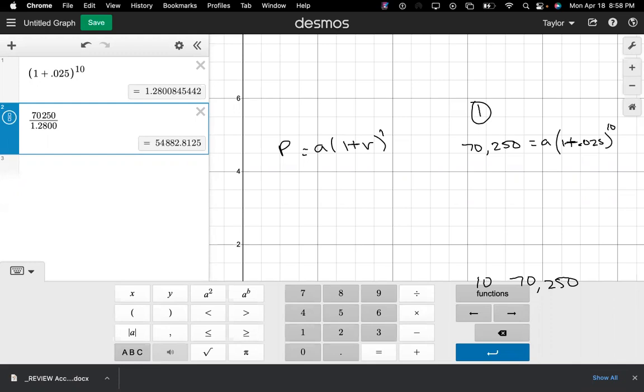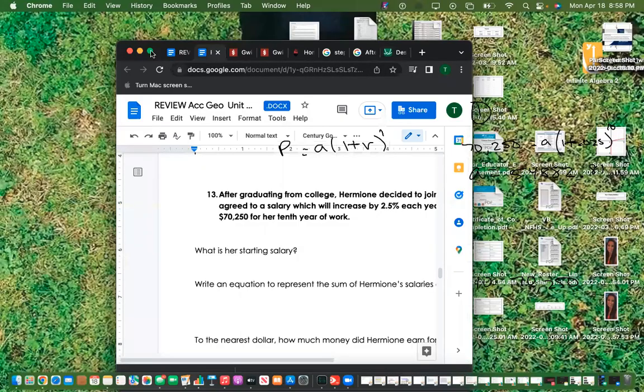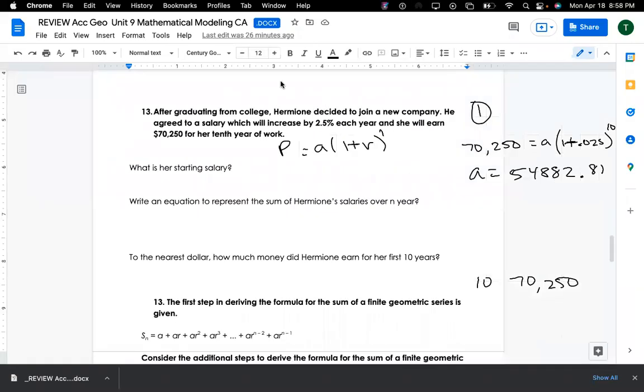Okay, so she started off with A, which would be $54,882.81. Okay, so coming back over to my review. So again, her starting salary would be $54,882.81. Make sure that you use your dollar symbol.